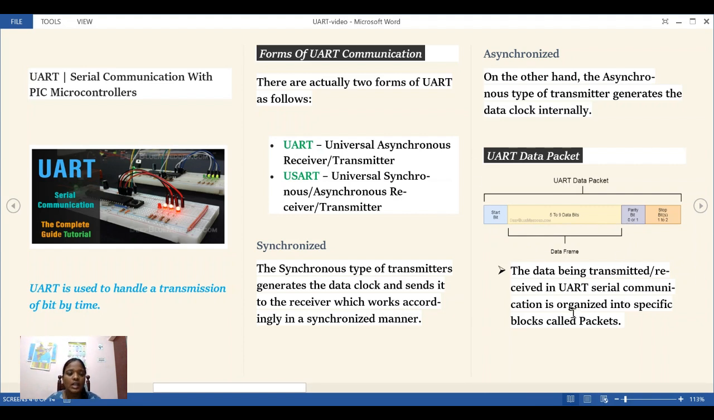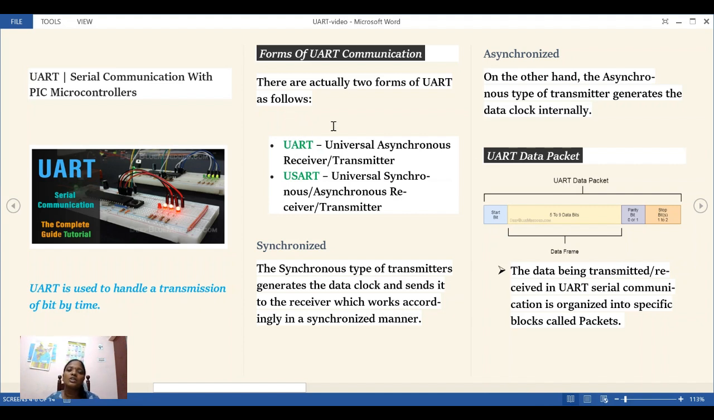The whole thing here is called the UART data packet. Why we are using the UART: it is used to handle a transmission of one bit at a time. Based on the application, the device, and the time, the data will be transferred bit by bit for the given time. So UART is said to handle a transmission of one bit at a time.